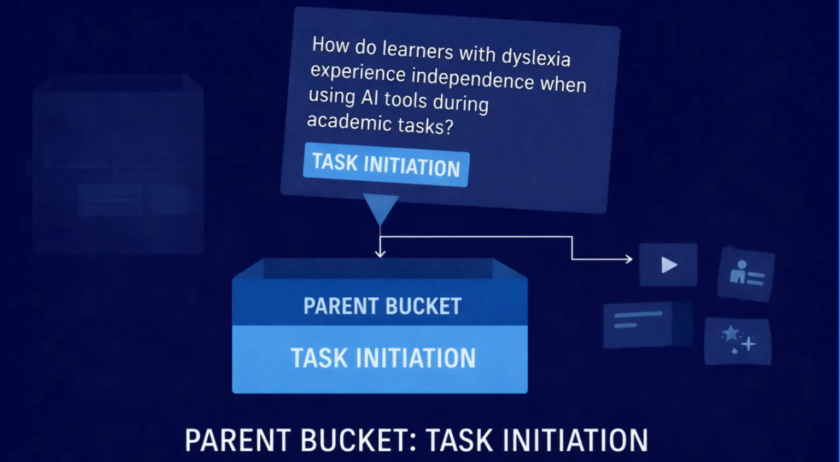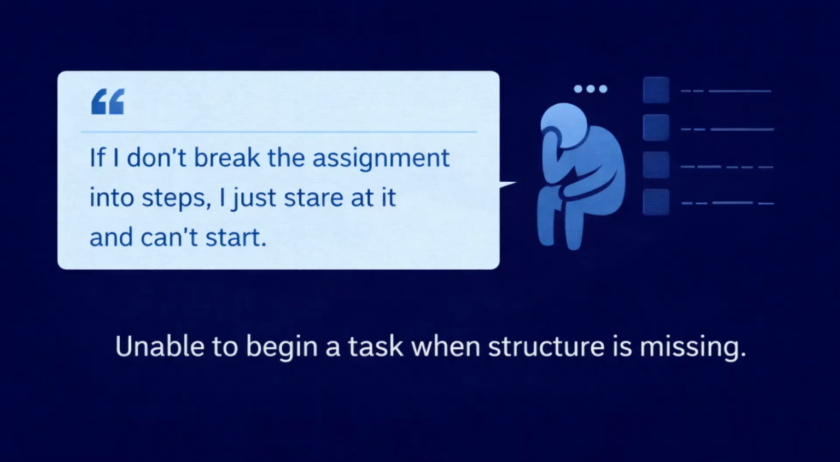The codebook becomes clearest when it is built from actual data. Suppose the research question is, how do learners with dyslexia experience independence when using AI tools during academic tasks? One parent bucket might be task initiation, because beginning a task is one part of how independence may be experienced, supported, or disrupted. You open the first transcript and come to the excerpt. "If I don't break the assignment into steps, I just stare at it and can't start."